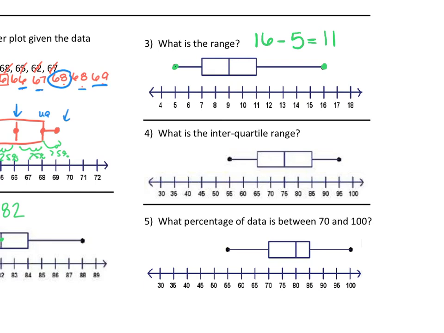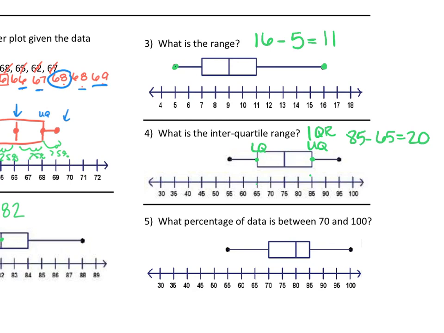Okay, what is the inner quartile range? Here's something I didn't quite talk about yet. Inner quartile range is the IQR. That is your upper quartile minus your lower quartile. So this piece minus that piece, because this is your upper quartile and this is your lower quartile. So 85 minus 65, which is 20.